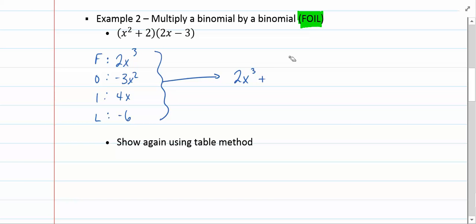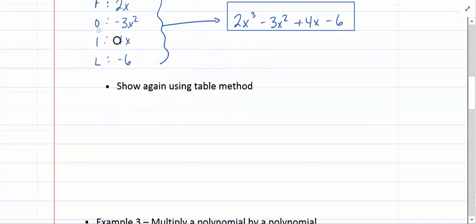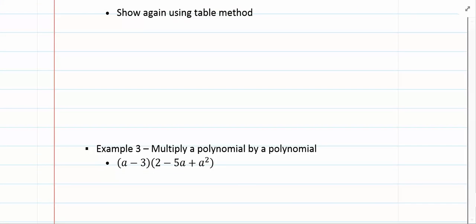These two middle terms actually are not alike, so we cannot combine them. That's a bit unusual, but not all that uncommon. Negative 3x squared would be the second result, plus 4x and a minus 6. So the result of this product is going to be a 4-term polynomial, so a cubic polynomial.